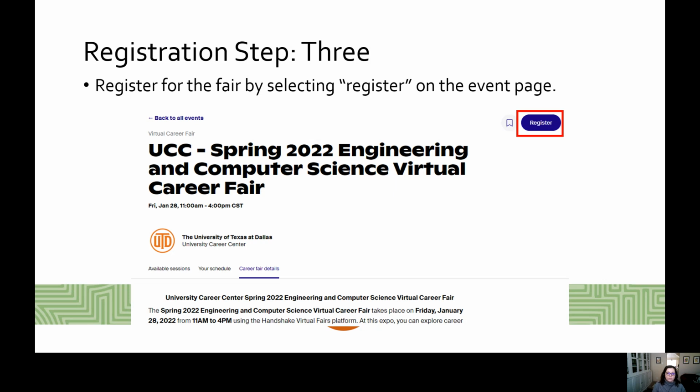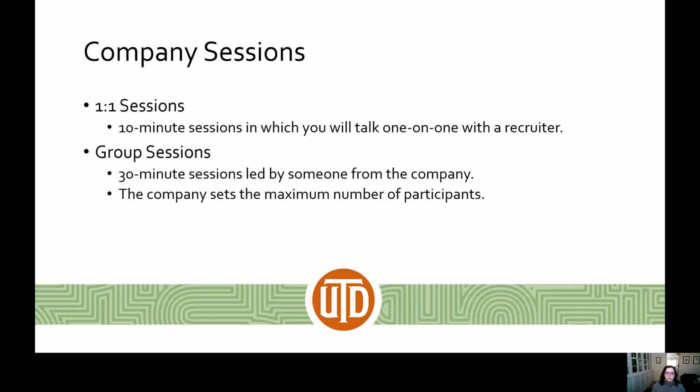Now that you're registered for the fair, you can begin signing up for company sessions. Once you have registered for the fair, you will see the different companies and the available sessions. There are 2 different types of sessions. Companies can offer one-on-one sessions, which are 10-minute video calls between you and a recruiter. You will get the chance to introduce yourself and to talk to the recruiter about opportunities at the company and to ask any questions that you might have.